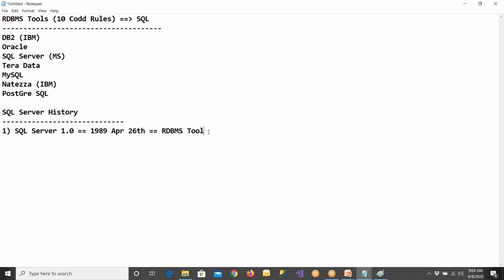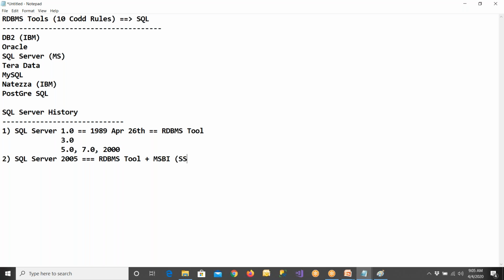So in 1989 this was purely RDBMS software. Then we got a lot of versions, 3.0, then 5.0, then later 7.0. Then SQL Server 2000 got released in the year 2000. Then later SQL Server 2005 was released in 2005. In this, Microsoft added one more thing, MSBI, on top of the RDBMS.